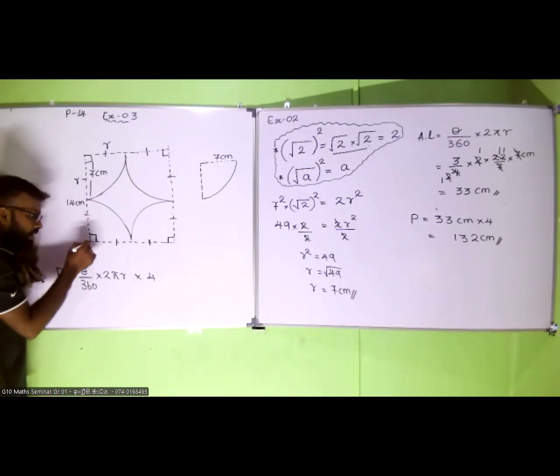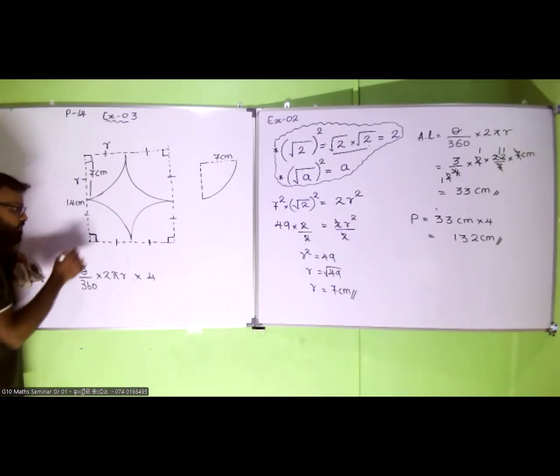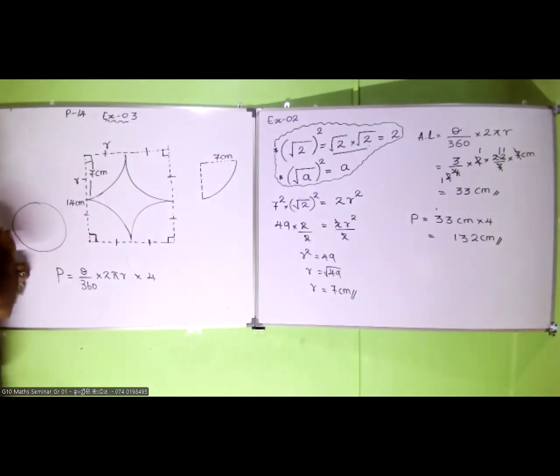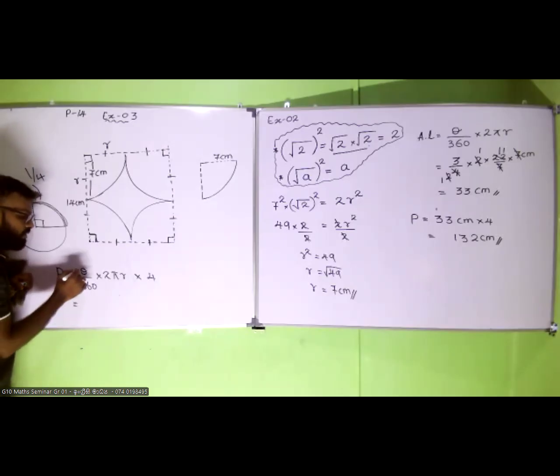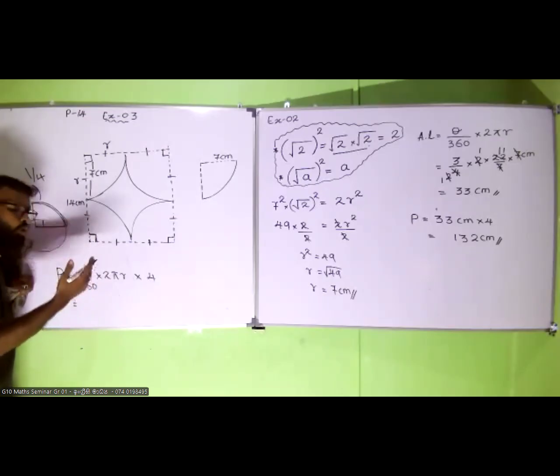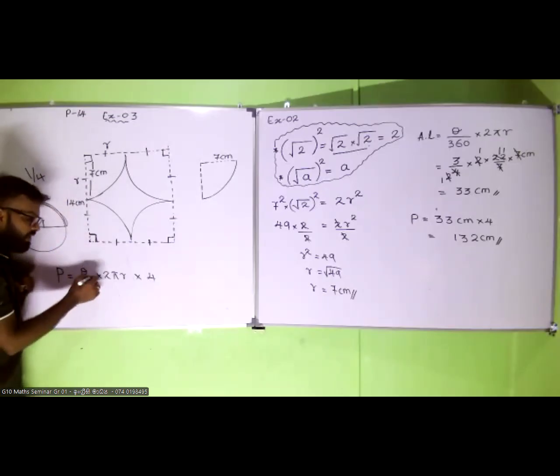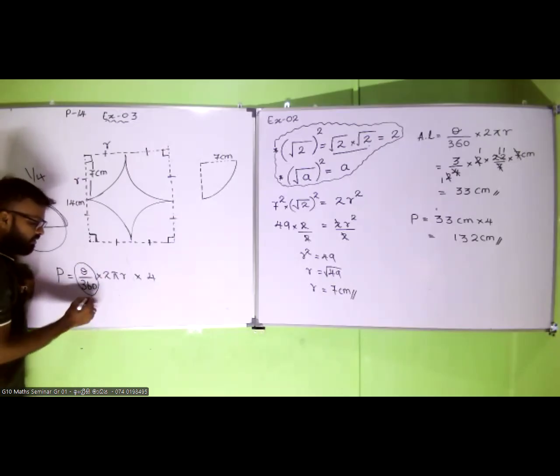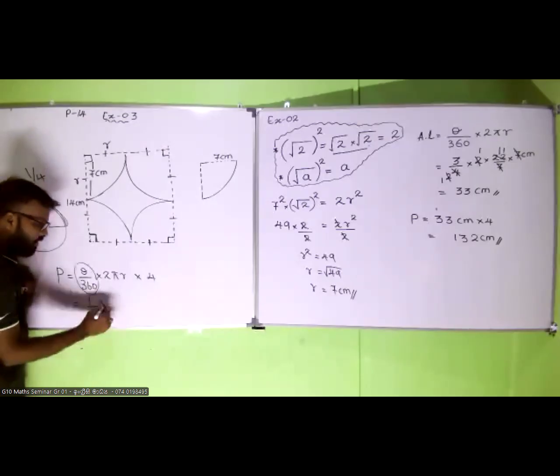So the angle at the center is 90 degrees. If this is my circle, this is 1/4 of the circle. So the angle at the center of this arc is 90 degrees. You already know this is 1/4 of a circle, so no need to substitute theta equals 90 and simplify further. Directly instead of this fraction, you can substitute 1/4.